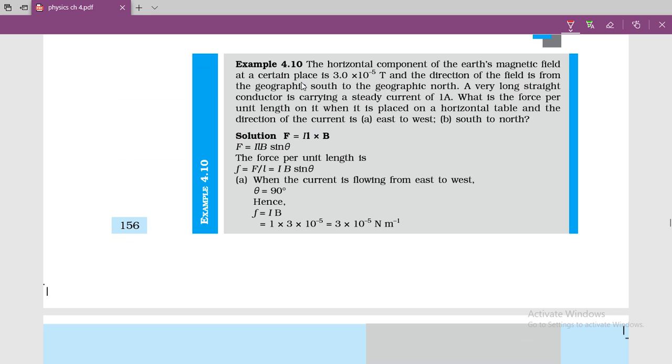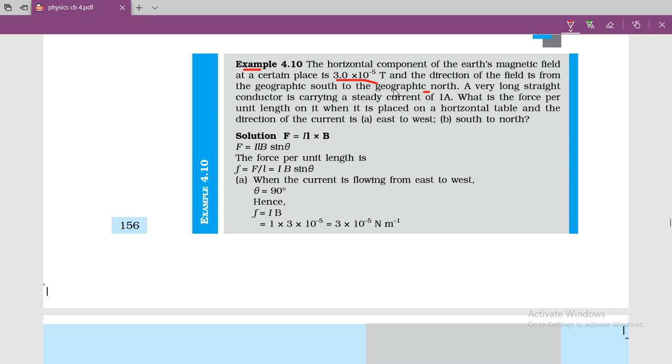Now we are ready to solve example 4.10. If you remember the formula of the force on a current carrying wire in an external magnetic field, then you will be able to solve this question. Let's solve this question. The horizontal component of Earth's magnetic field at a certain place is 3.0 into 10 to the power minus 5 Tesla. So the external magnetic field is given, and the direction of the field is from the geographic south to geographic north.